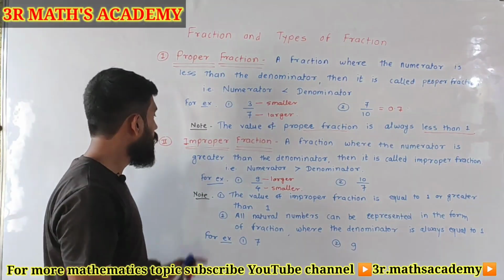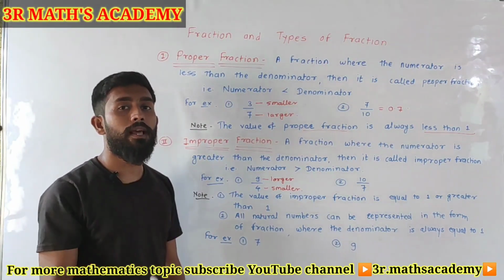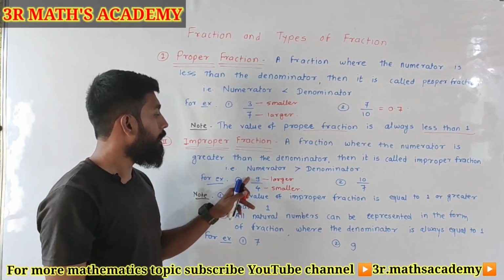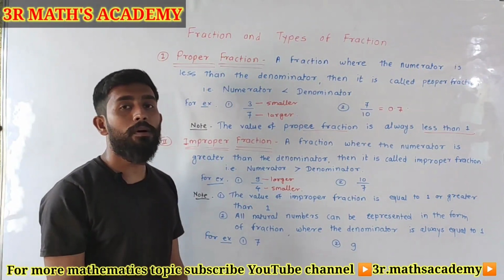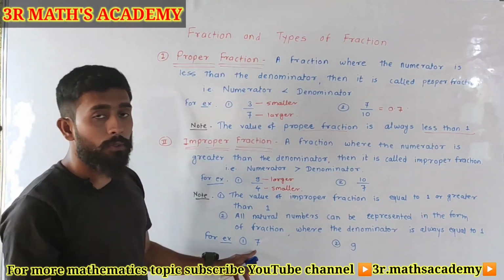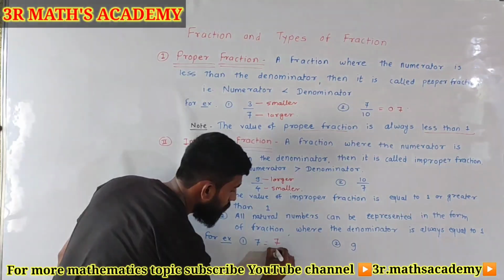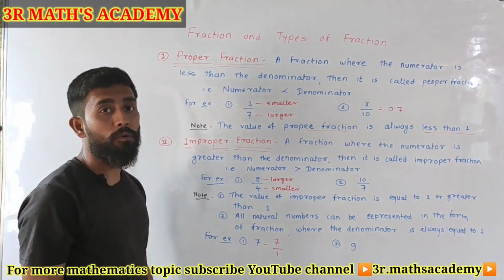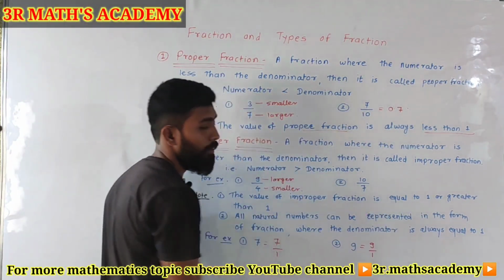Two most important notes on the improper fraction: the value of an improper fraction is always equal to 1 or greater than 1. Second, all natural numbers can be represented in the form of fractions where the denominator is always 1. For example, 7 is a natural number, so the denominator of 7 is 1. Similarly, 9 is a natural number and the denominator of 9 is 1.